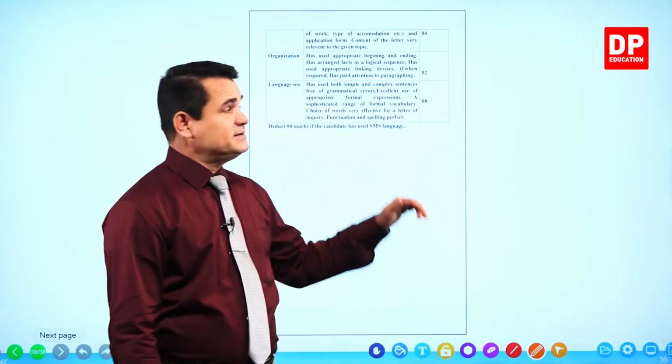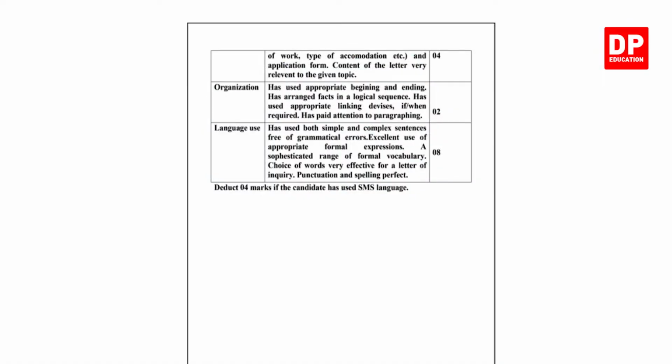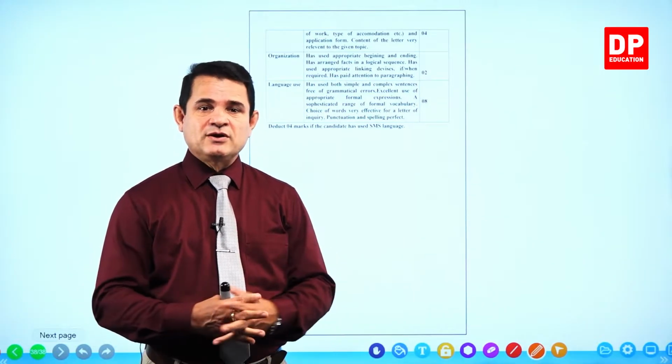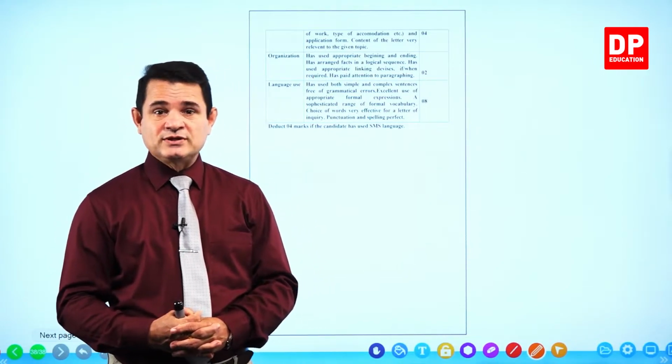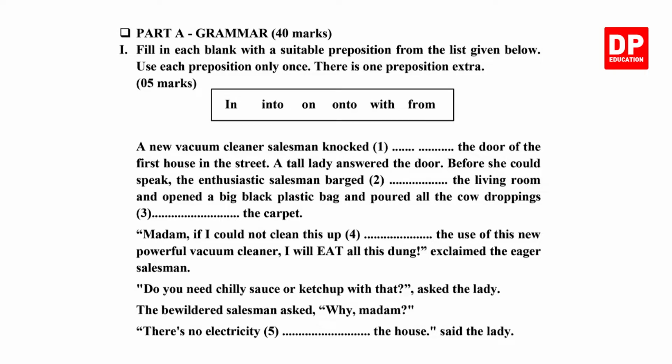Right, and also I will discuss the marking criteria. How you get the marks. So that is what we are going to discuss with this paper today. So now let's go to the first question. Right. Now let's go to the question part A.